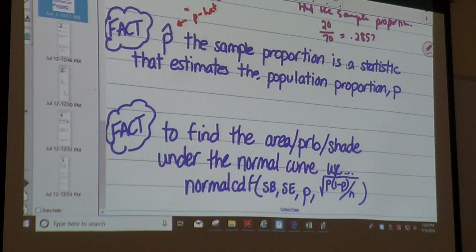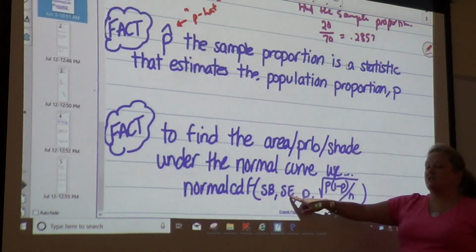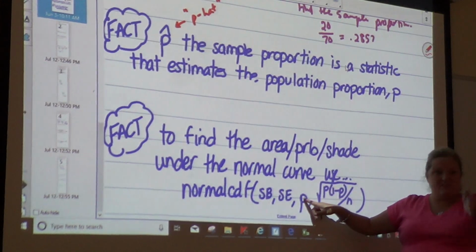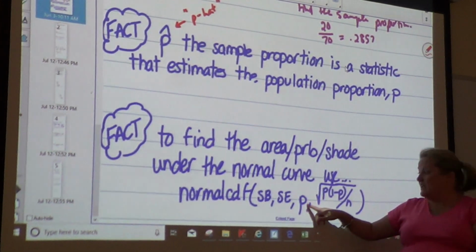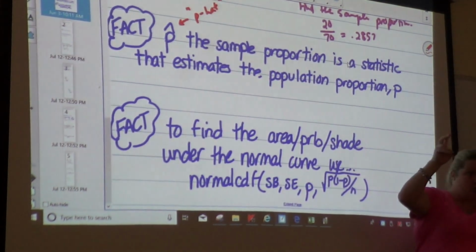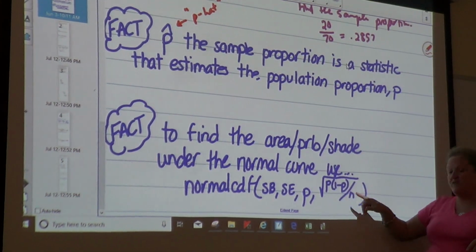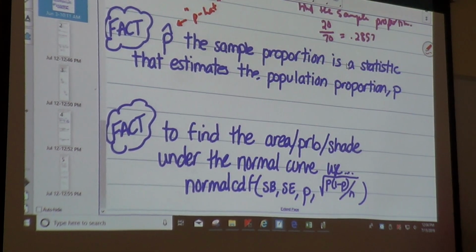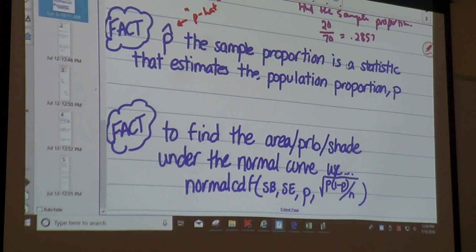Just like before, if I say find the area, find the probability, find the shade, we're going to use normal CDF. Where does the shade begin? Where does the shade end? What is the probability? That's going to be my mean, the same thing as my mean. And then my quote-unquote new standard deviation is going to be p times 1 minus p all over n, take the square root. So we're still doing the same thing, it's just according to what kind of data they give us.